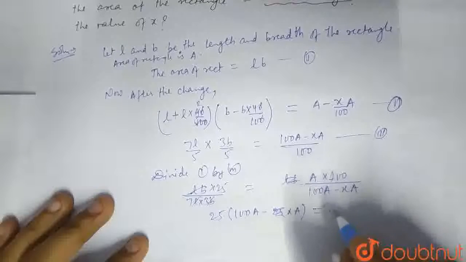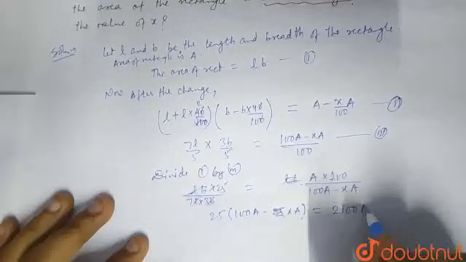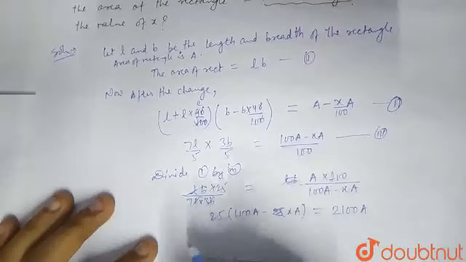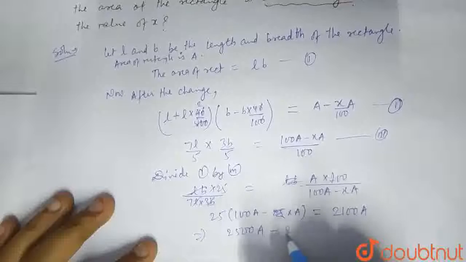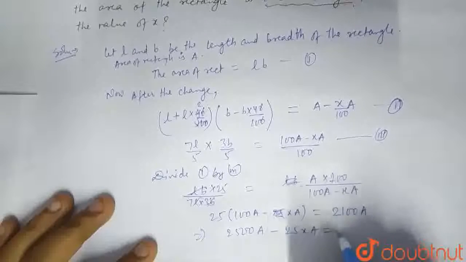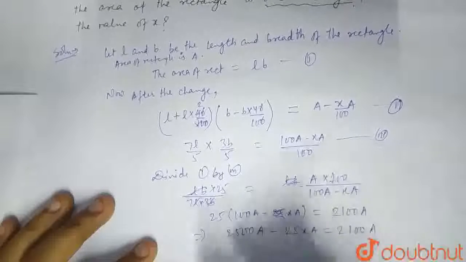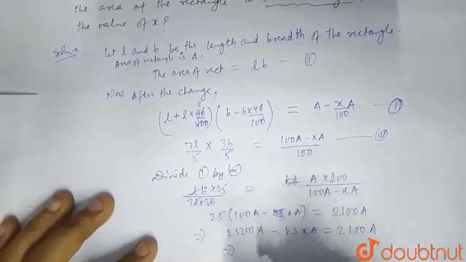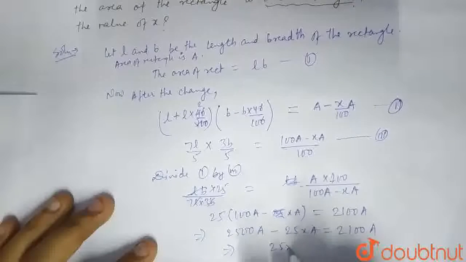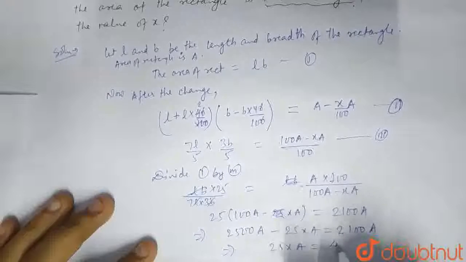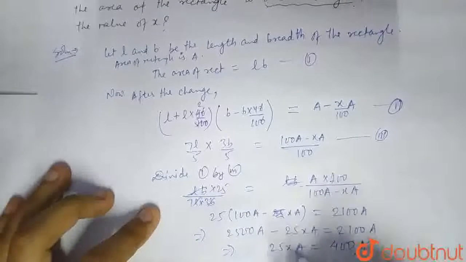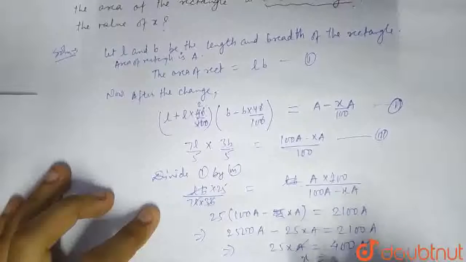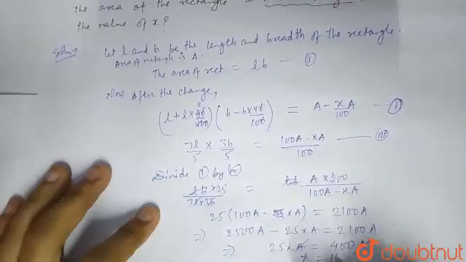equals 2100A. Cool, so it is 2500A minus 25xA equals 2100A. So 25xA equals 400A, A gets cancelled out, so x equals 16.